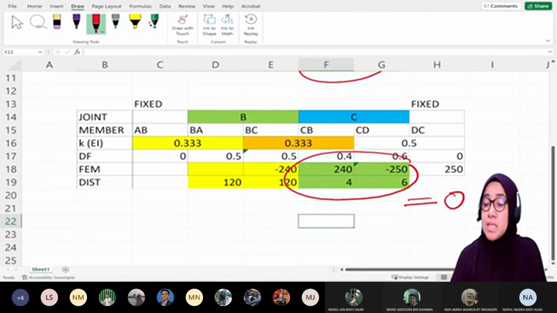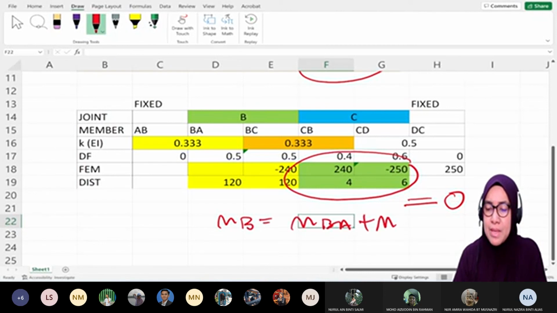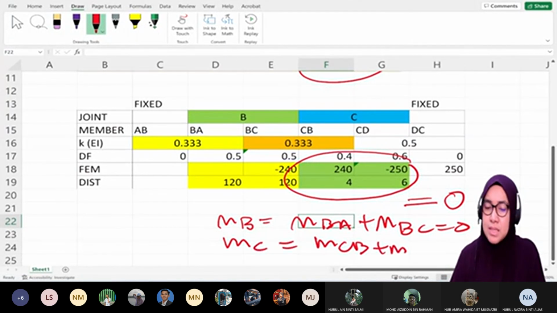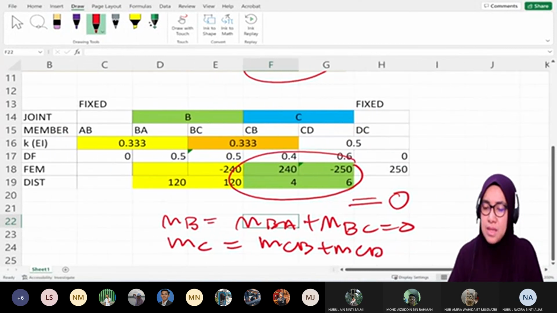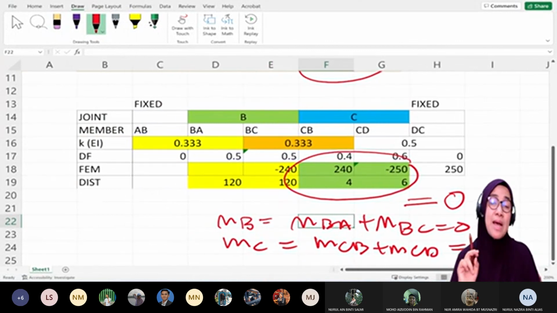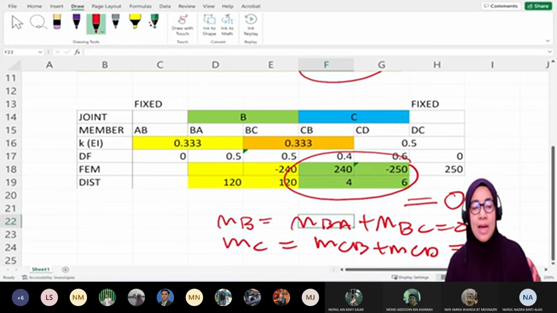Dapat apa? 0. The concept is MB is equal to MBA plus MBC and it is equal to 0. Yang ni dalam slope deflection method. MC as well. MCB plus MCD equal to 0. That's why total tu must be 0. Okay, so this is the first step dalam table.